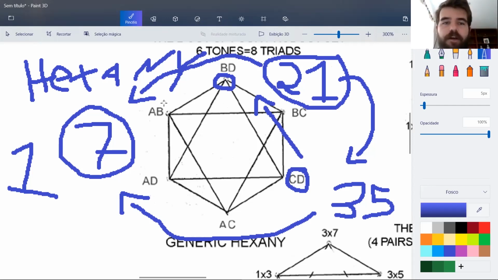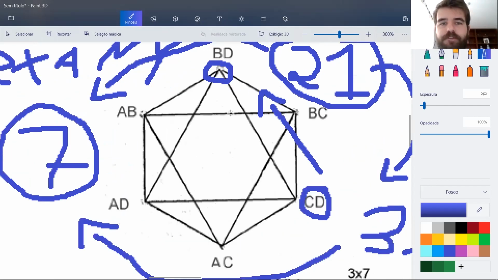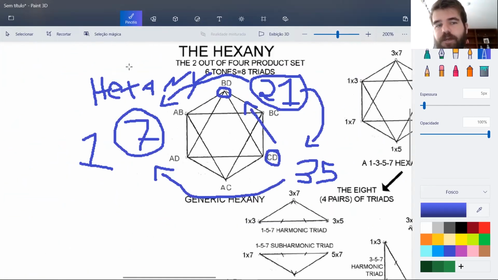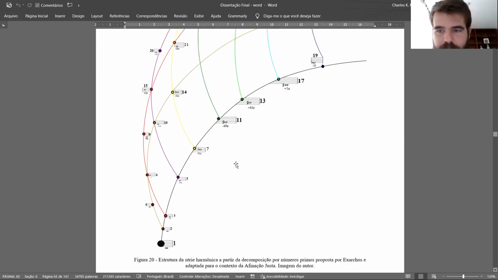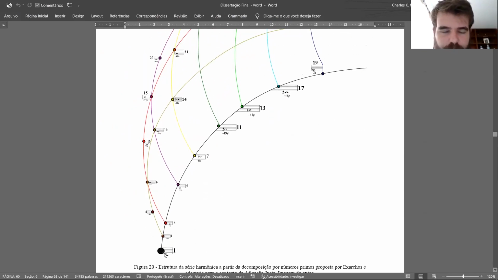But how each microtonal structure uses some numbers of combinations. In the hexany, we have 2 harmonics that are multiplied by themselves. In the eikosany, we have 3 harmonics that are multiplied by themselves. So this is the structure that we are also talking about.